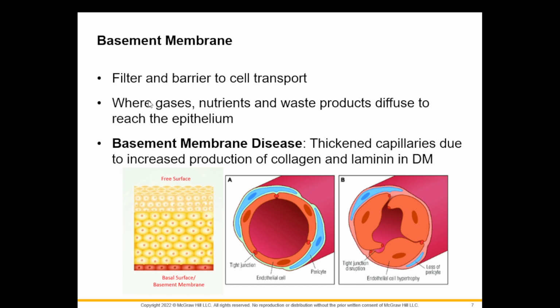Now, there is a disease called basement membrane disease wherein the basement membrane thickens, kumakapal, no? Due to the increased production of collagen and laminin. And by logic, if the basement membrane is thickened, then there will be a hard time for gases, nutrients, and waste products to diffuse. So, what will happen to the epithelium? It will be starved. Magugutom yung epithelium. And the epithelium or the epithelial tissue will be damaged.